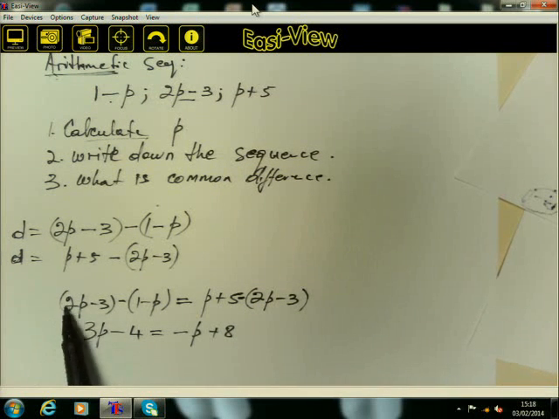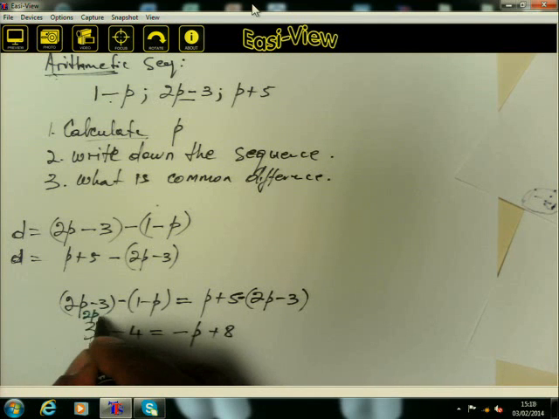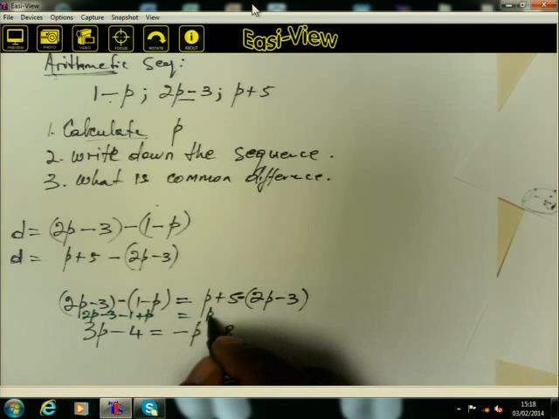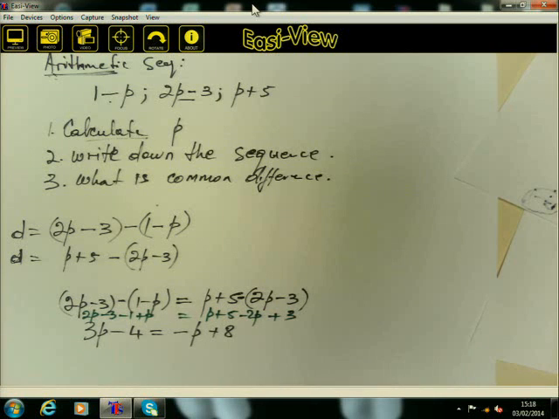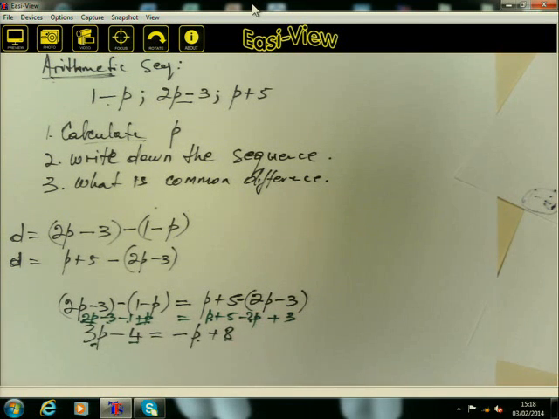Where does that come from? If you multiply this, remember this is going to be negative 1, negative p. This is going to be 2p minus 3 minus 1 plus p. That side it will be p plus 5 minus 2p plus 3. So the like terms, this and that one, are giving us 3p. This one and that one are giving us minus 4. The p and that one give us minus p. This and that one are giving us 8. So we group them together.